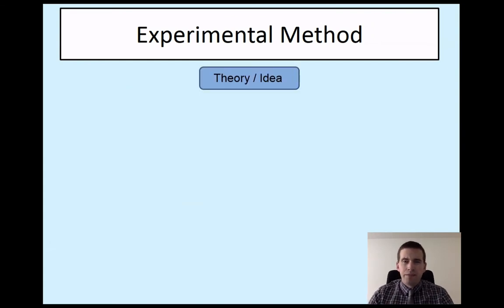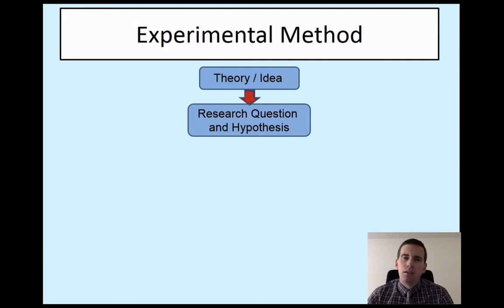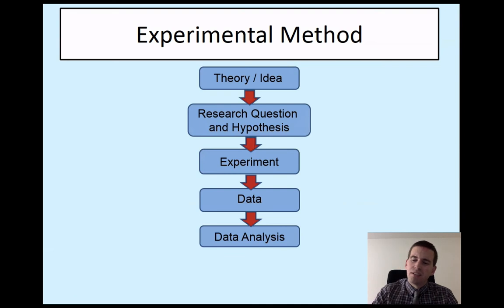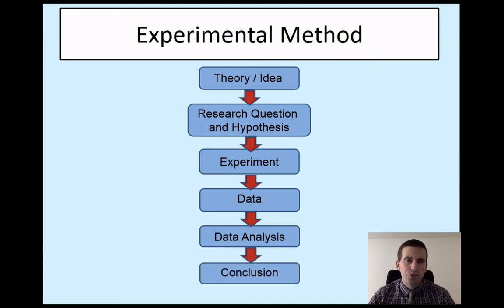So generally, a scientific experiment starts with some sort of theory or idea. Now, this could be something already determined, or it could just be something you're interested in and want to experiment on. Now, from this, you need to develop a research question and then look at specific hypotheses. You then design an experiment to test your hypothesis. You gather data. You analyze this data. And from this, you draw your conclusions.